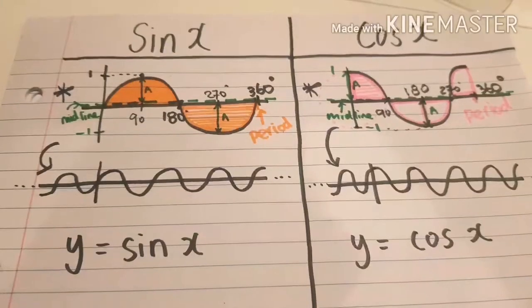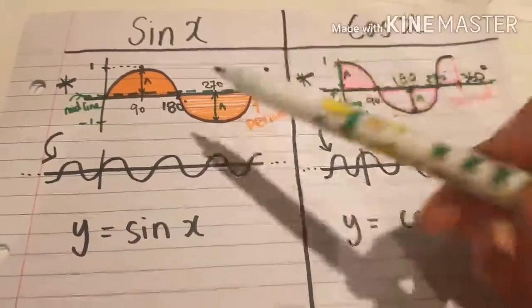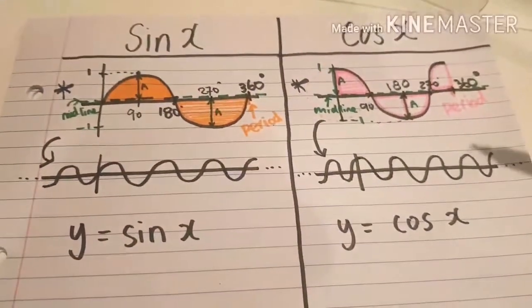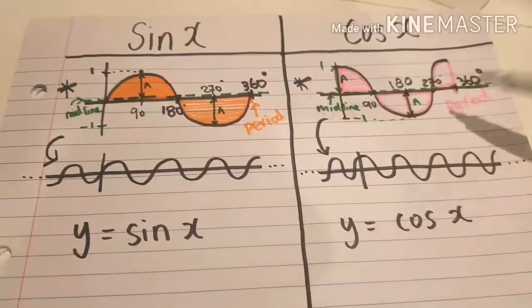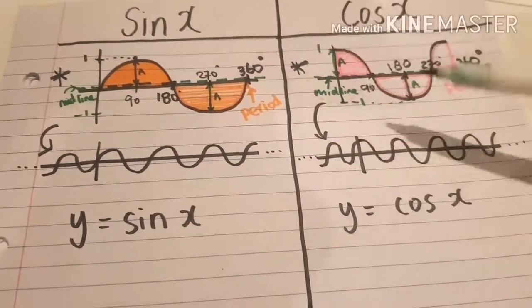So are we clear? Both sine and cosine have a period of 360 degrees and an amplitude of 1.